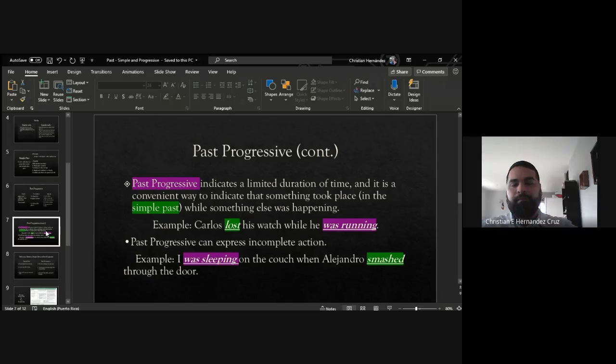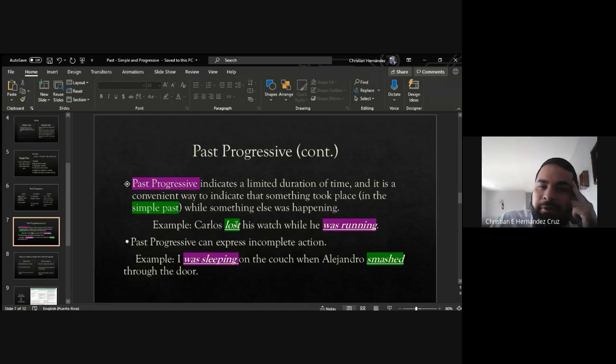So let's continue with the past progressive. Past progressive indicates a limited duration of time, and it is a convenient way to indicate that something took place in the simple past while something else was happening. For example, Carlos lost his watch while he was running.